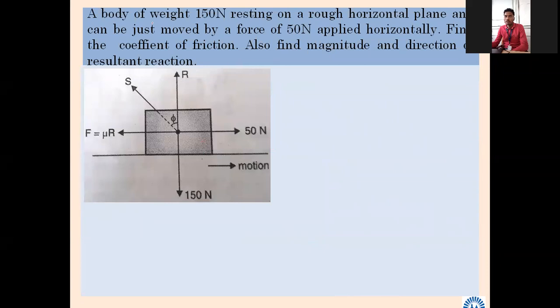Okay. Who will read this problem? Kisan, roll number 60. Yes, sir. A body of weight 150 Newton resting on a rough horizontal plane can be just moved by a force of 50 Newton applied horizontally. Find the coefficient of friction. Also find the magnitude and direction of resultant reaction.